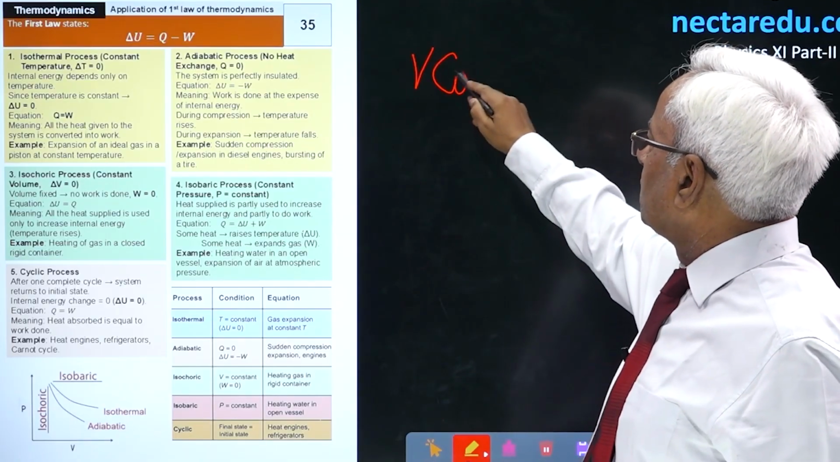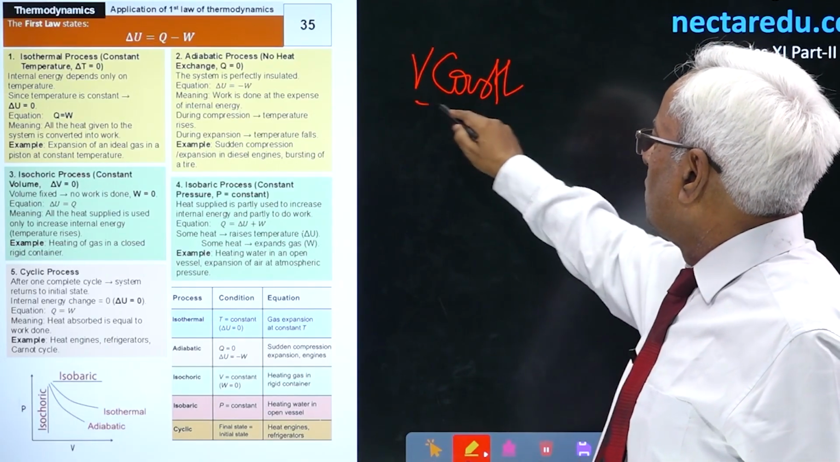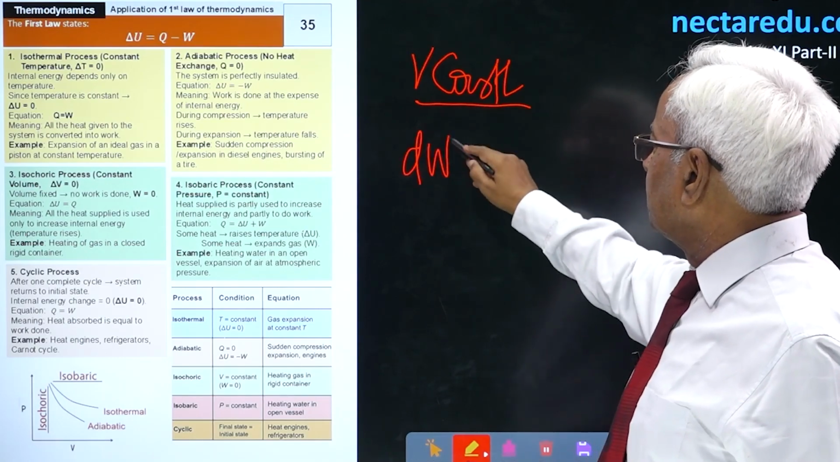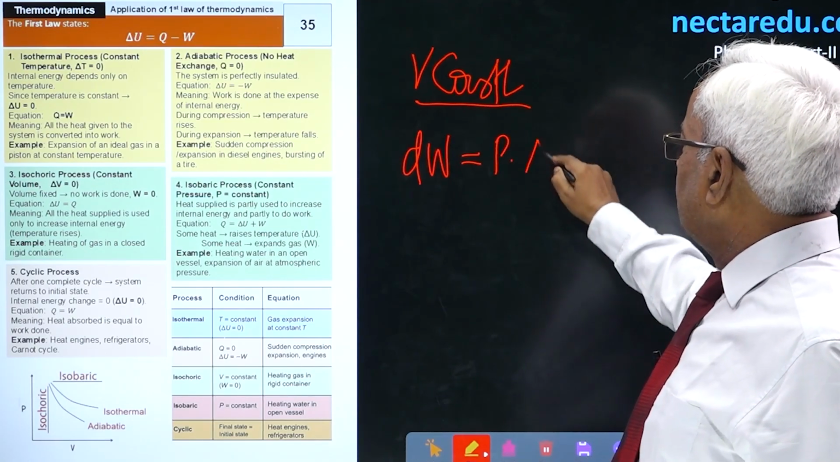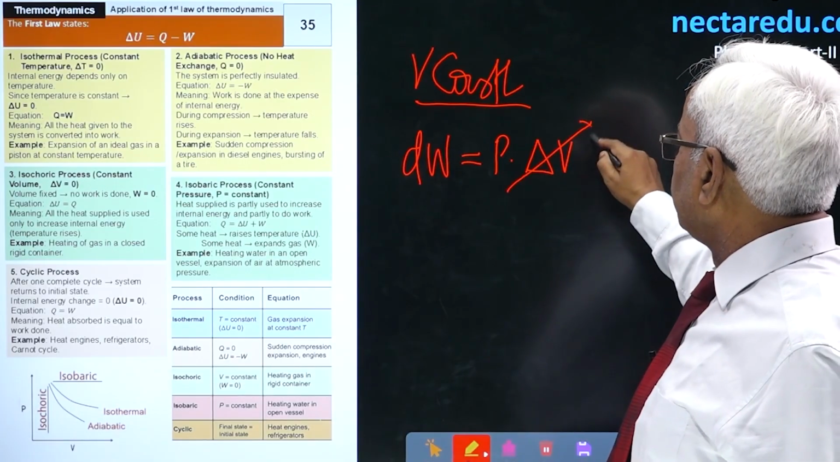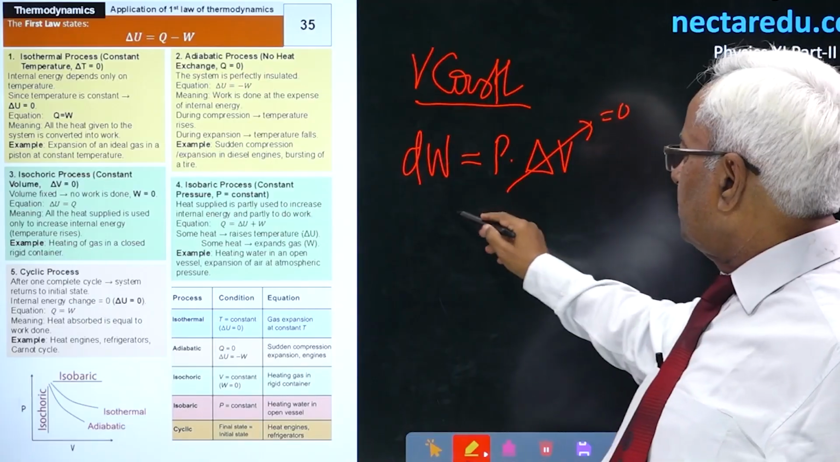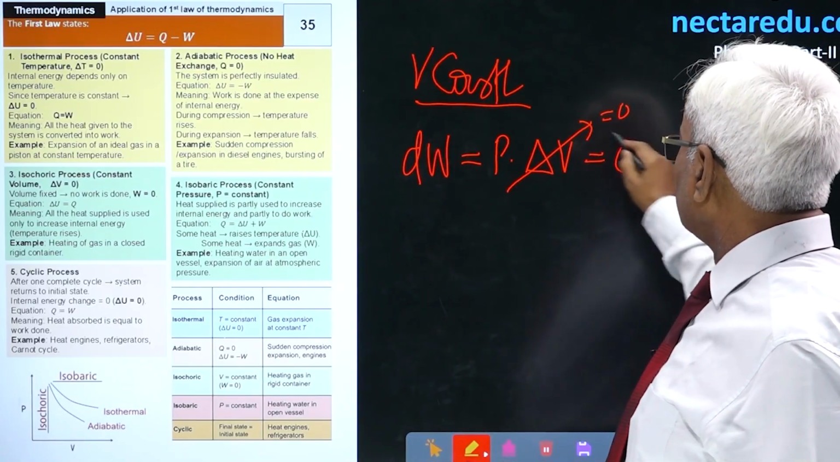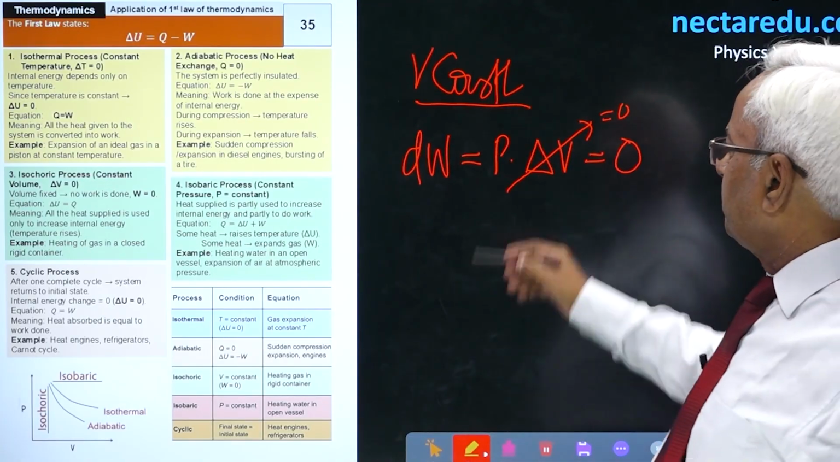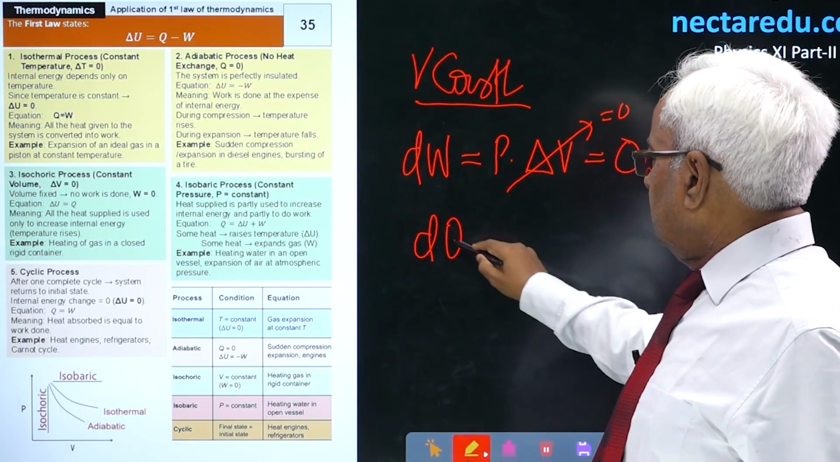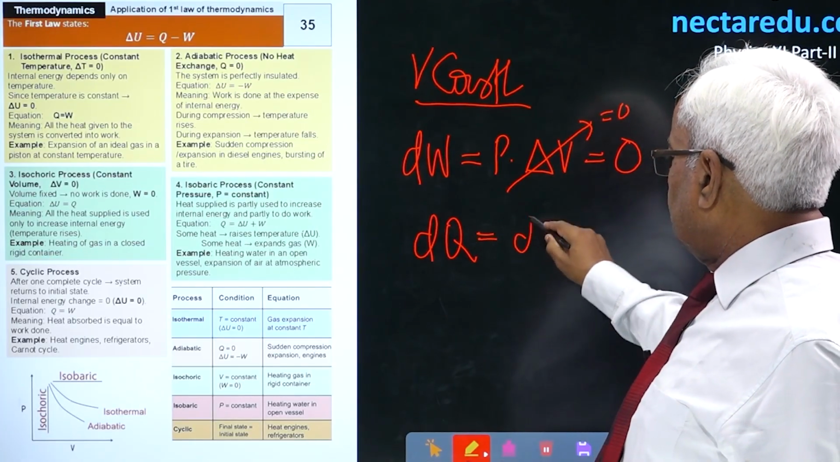Third is the isochoric process. Isochoric stands for constant volume. With constant volume, the work done is given by P delta V. If volume is constant, that means there is no change in volume, that means delta V equals 0. That way the work done will also be equal to 0. What remains is only two terms, dQ and dU.